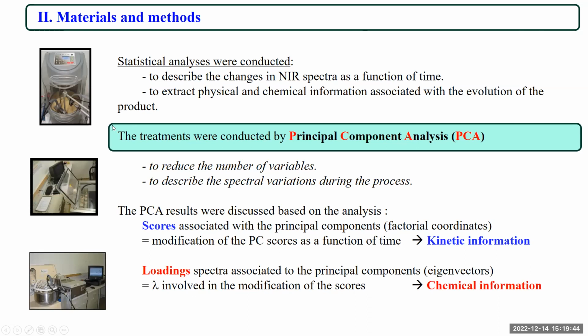After recording the different spectra from the process, we use the principal component analysis in order to reduce the number of variables, because when you have spectra, you have a very high number of variables. It also gives us a synthetic overview of the spectral distribution of the samples during the process. So we'll have two kinds of information. If we analyze the scores during the processing time, we'll have a kinetic information concerning the variation of the spectra. And if we look at the loadings, we will have access to chemical information, meaning what are the wavelengths that are the most important to monitor the product during processing.